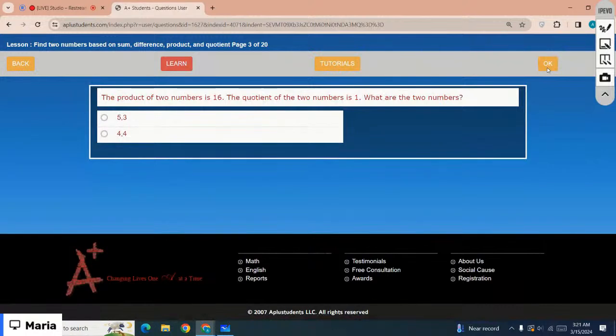The product of two numbers is 16. The quotient of the two numbers is 1. What are the two numbers? Which is the correct option?